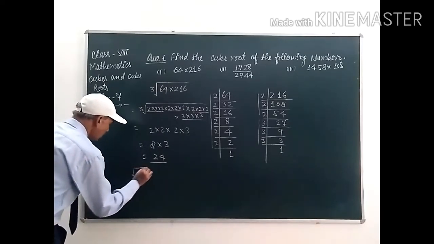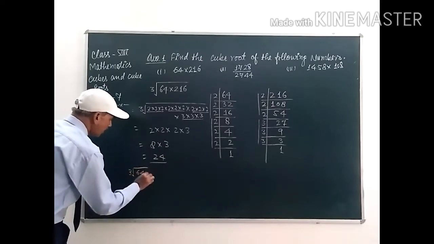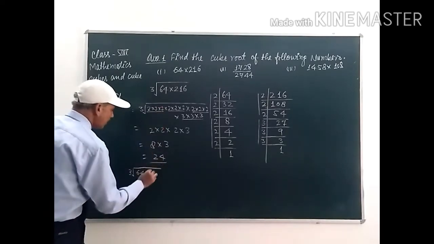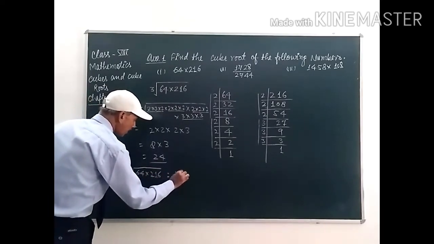So the cube root of 64 into 216 is equal to 24.